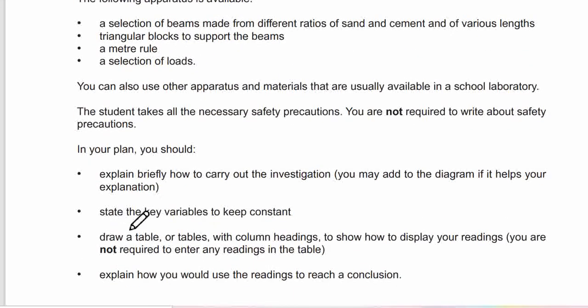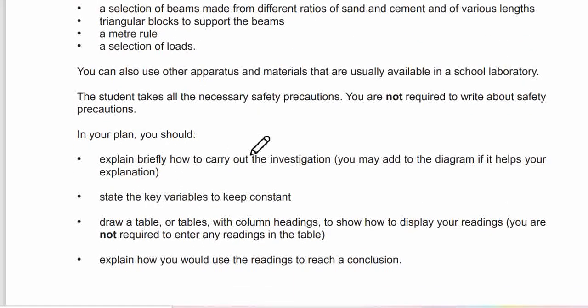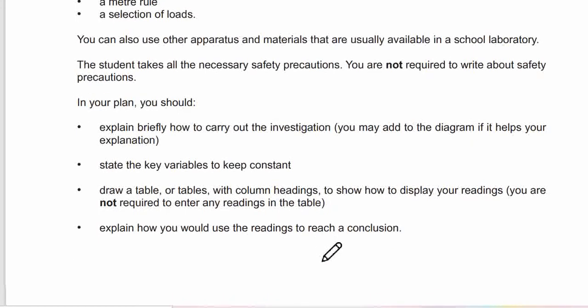In your plan, you should explain briefly how to carry out the investigation. You may add to the diagram if it helps your explanation. State the key variables to keep constant. Draw a table or tables with column headings to show how to display your readings. You are not required to enter any readings in the table. Explain how you would use the readings to reach a conclusion.